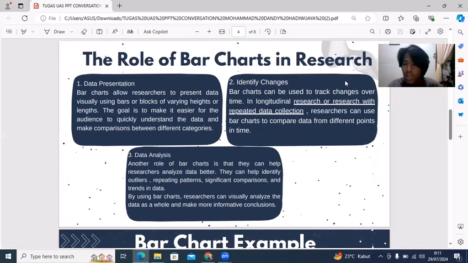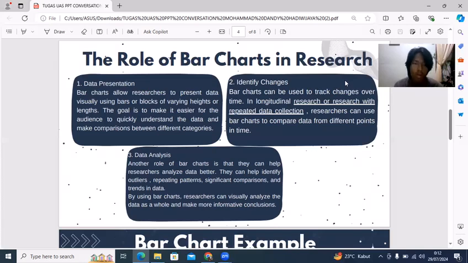Number 2, identify change. Bar charts can be used to track change over time. In longitudinal research or research with repeated data collection, researchers can use bar charts to compare the data from different points in time. Number 3, data analysis.